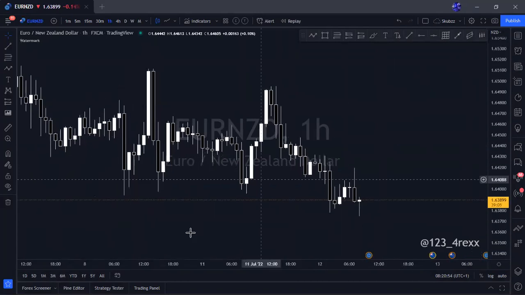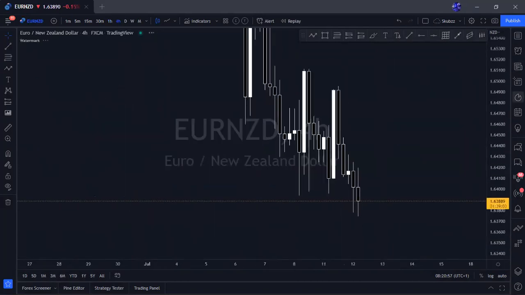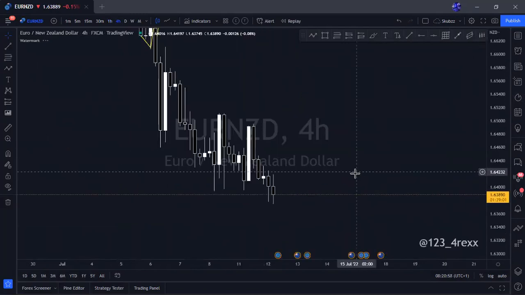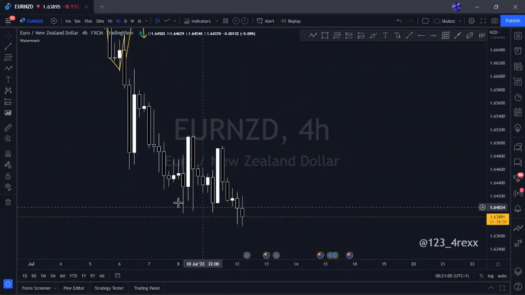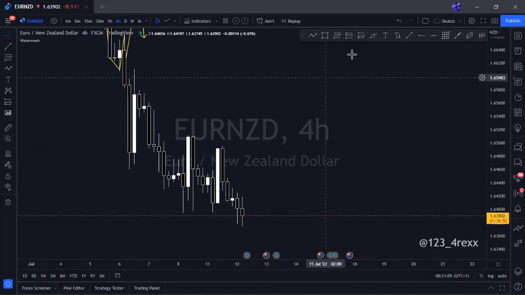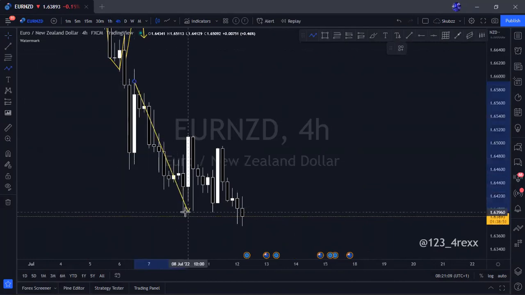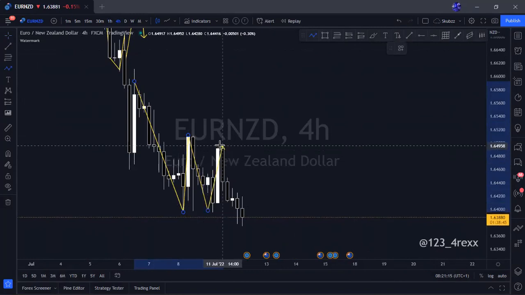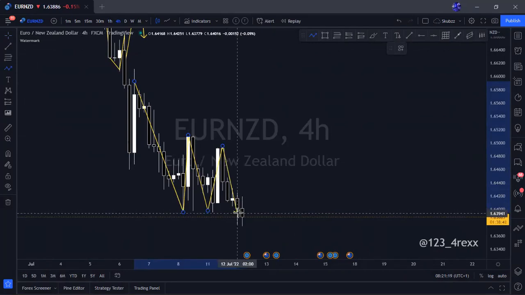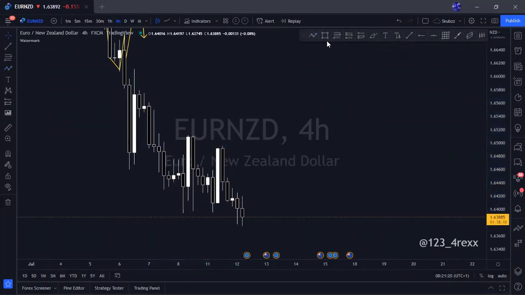Breaking Euro NZD is a bit messy. Let's take a look at the 4H. It's tricky because we had a break of structure to the downside. Since we retraced, we tapped into these levels, we did not break it. We went up and now we have not broken up till now. We have not broken on the 4H, but we're still bearish. Do you get? We're still bearish.